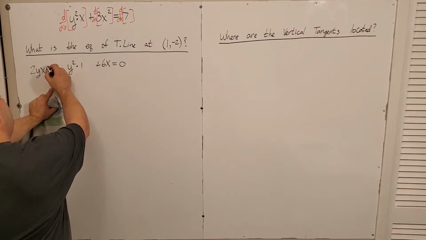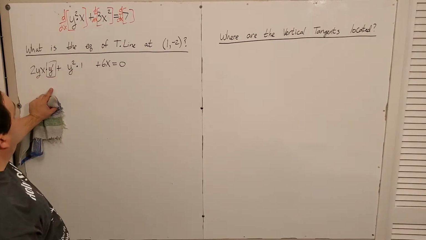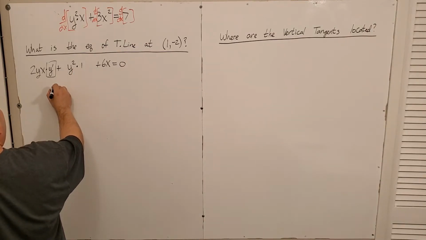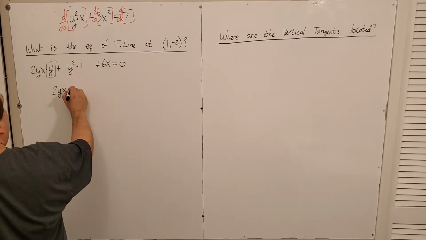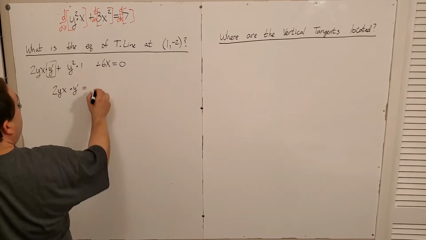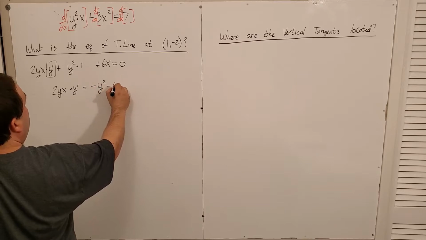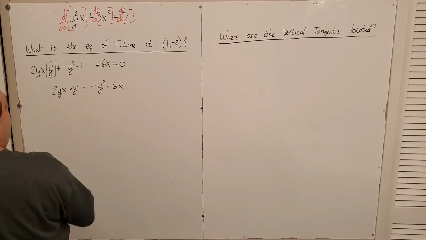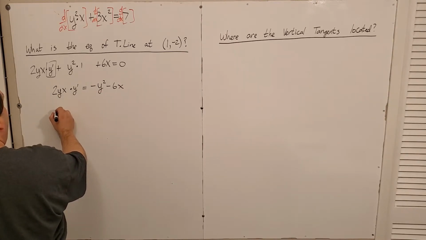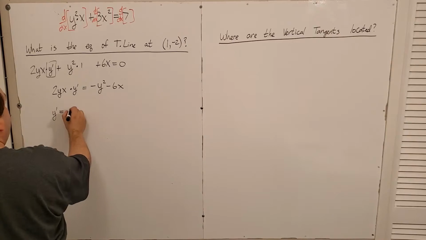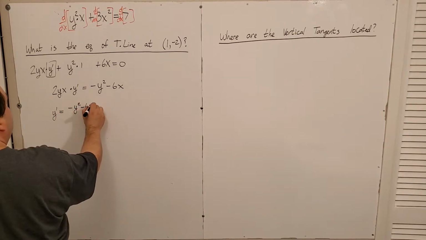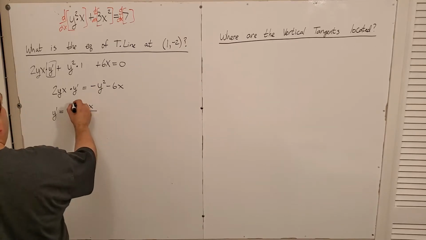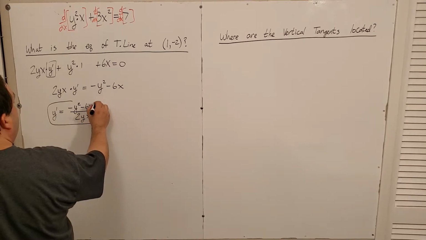So my derivative that I'm trying to solve for is right here. It's y prime. I'm going to start by subtracting these. So I have 2yx times y prime is equal to negative y squared minus 6x, because I just subtracted those. And now I'm going to divide. So y prime is equal to negative y squared minus 6x over 2yx. Okay, so I've got my derivative expression now.